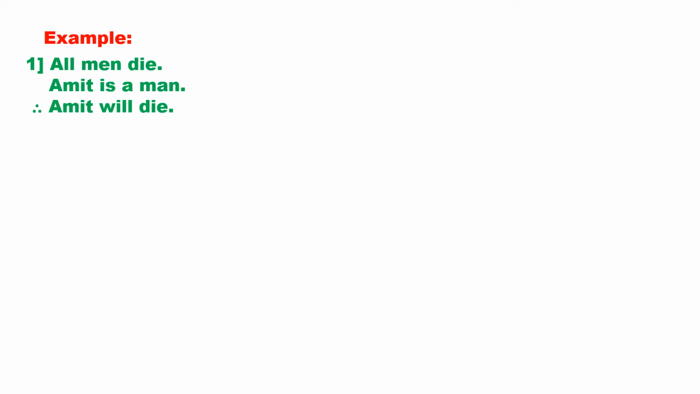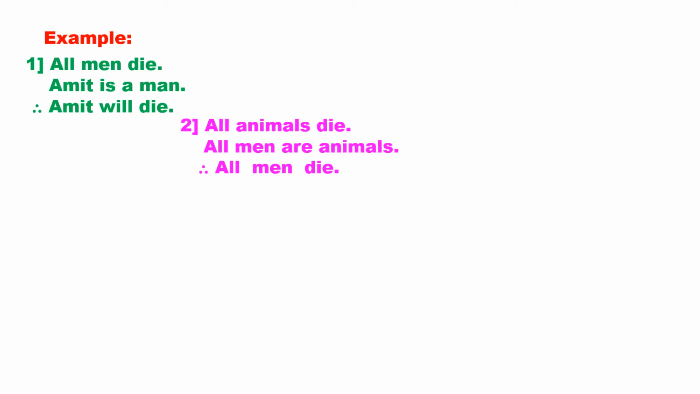If we want to find out the material truth of the conclusion Amit will die, we will have to prove the premise all men die is true. To prove that all men die is true, we will have to frame another deductive argument saying that all animals die, all men are animals, therefore all men die. Here all men die is the conclusion which is inferred from all animals die and all men are animals.